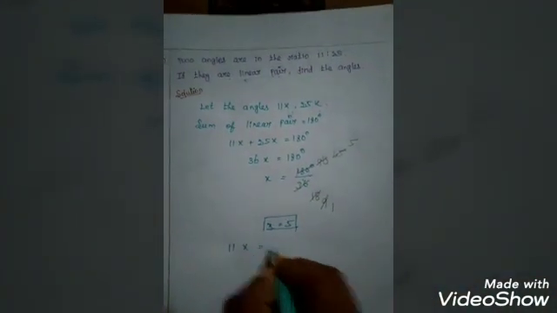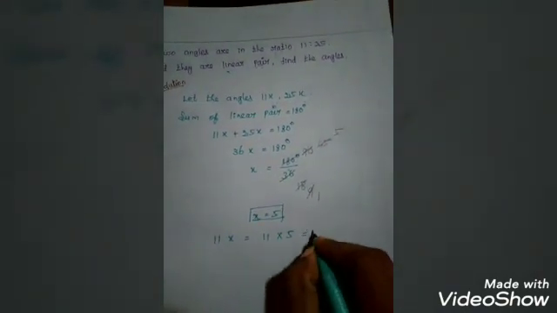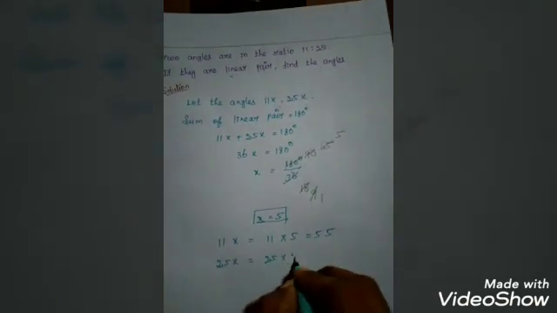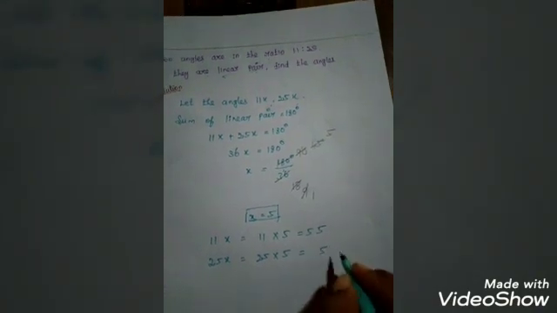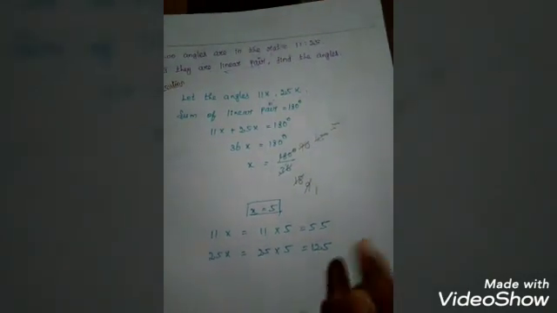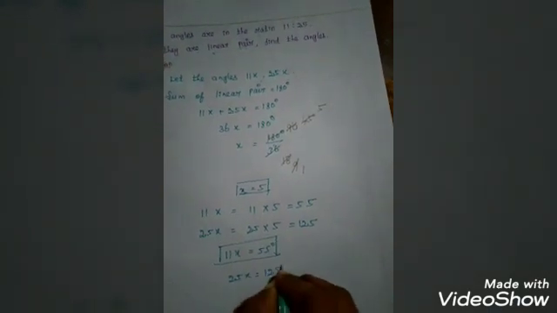But we took the angles as 11x and 25x. So find 11x, which is 11 into the value of x, which is 5. So 11 fives are 55. Next, 25x: 25 into the value of x, which is 5. 5 fives are 25, 5 balance 2. 2 fives are 10, 10 plus 2 is 12. So 125. So 11x is equal to 55 degrees, and 25x is equal to 125 degrees.